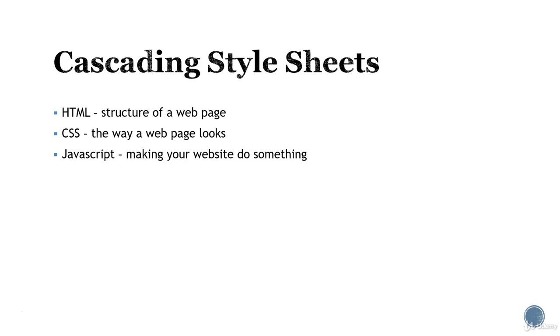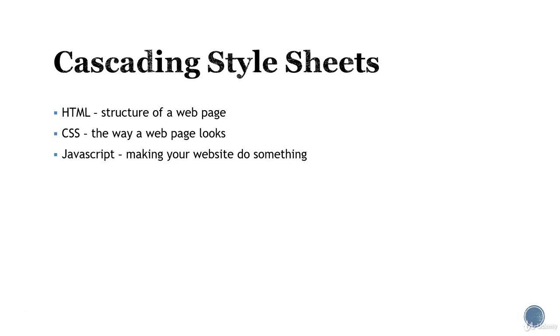Hypertext Markup Language looks at the structure of a web page primarily. CSS will look at the way that a page looks. It's much more powerful than HTML in terms of making your web page look the way that you want it to, trying to make your web page look professional, and it will take longer to learn. And JavaScript, which we won't be doing in this tutorial set, is making your website actually do something. JavaScript is a programming language ultimately.